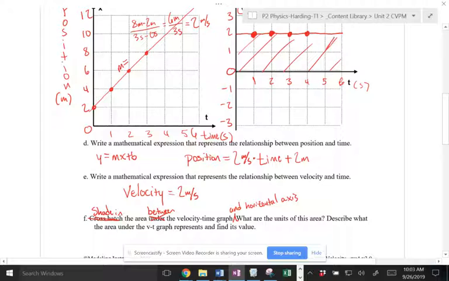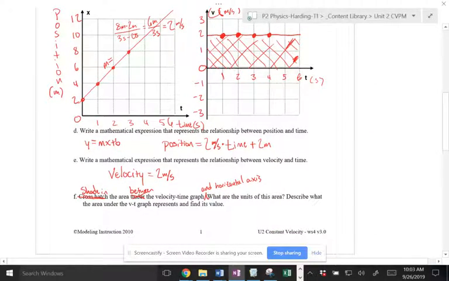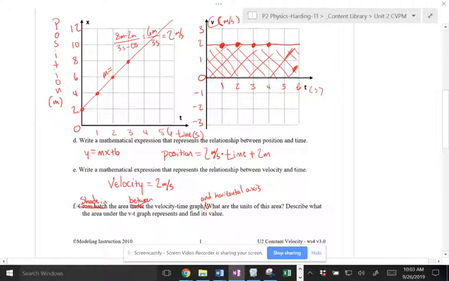All right, so we only want to shade the area that is between the graph and the horizontal axis. Between is a really important word for reasons we'll see here in a second. All right, now it wants the units of the area. Area of a graph. Who's done area of a graph before? Area of a graph? 2 people? Great, okay.